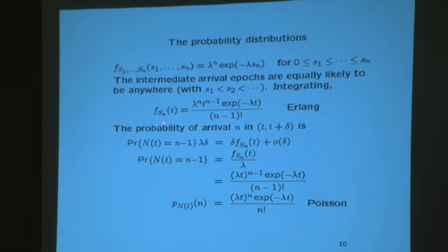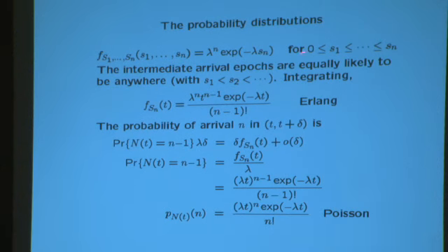This density then of the nth arrival, if you just integrate all this stuff, you get the Erlang formula. Probability of arrival n in t to t plus delta is, this is the derivation that we went through before, going from Erlang to Poisson. You can go from Poisson to Erlang too if you want to, but it's a little easier to go this way. The probability of an arrival in t to t plus delta is the probability that N of t is equal to n minus 1 times lambda delta, plus an o of delta, of course.